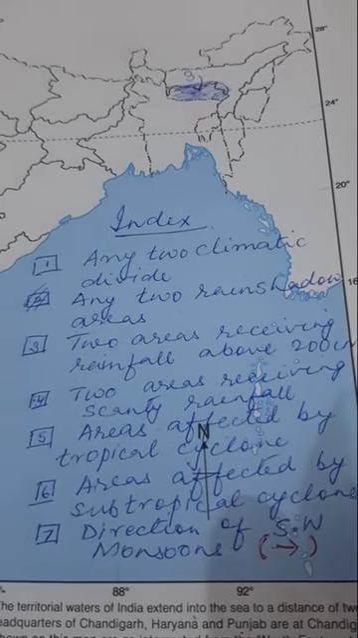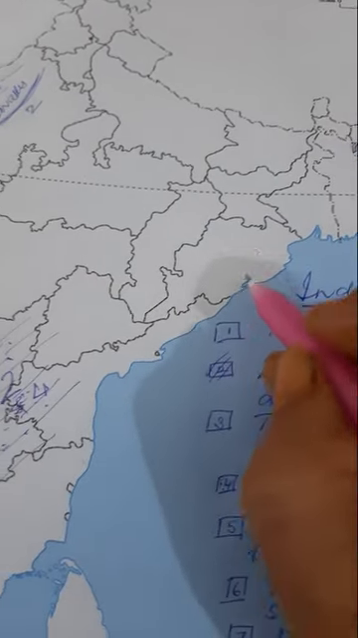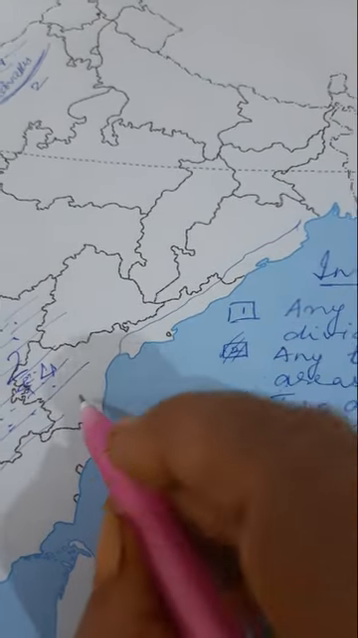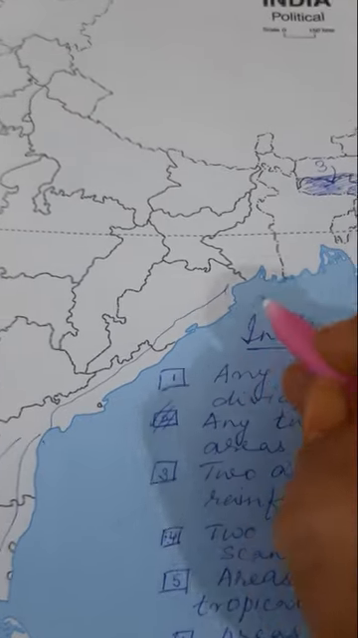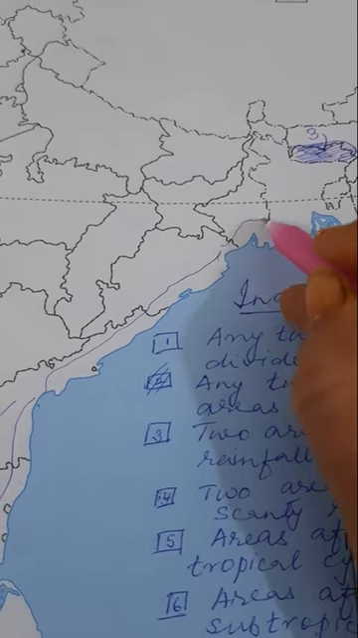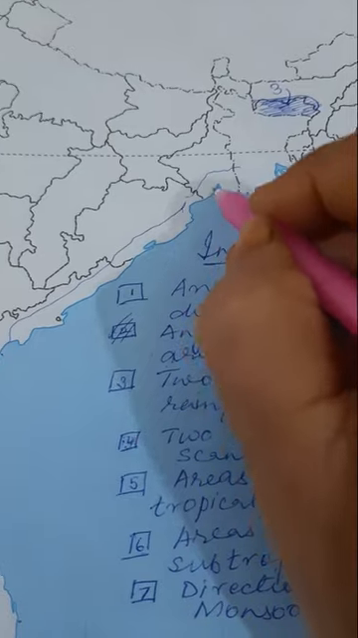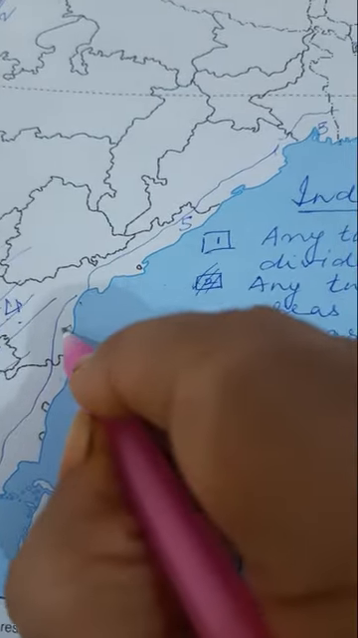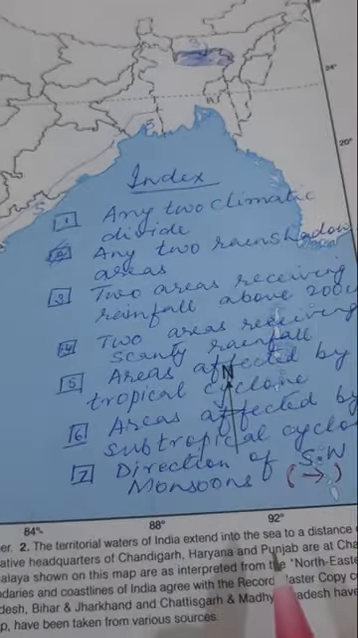Then areas affected by tropical cyclones. So this is the area that is the eastern coastal plain, which is very much affected by the tropical cyclones. This portion, even West Bengal is affected by tropical cyclone. So this is number 5. Area affected by tropical cyclone.